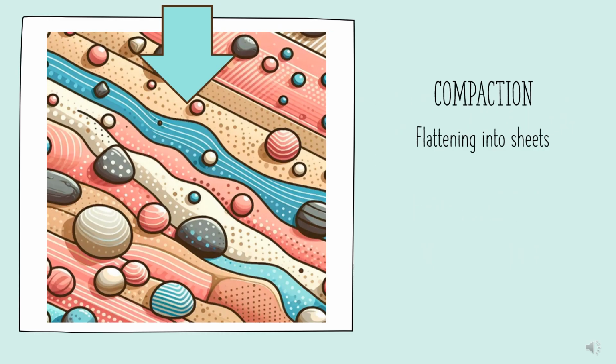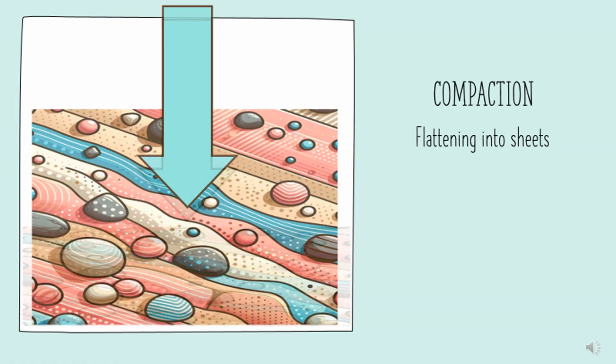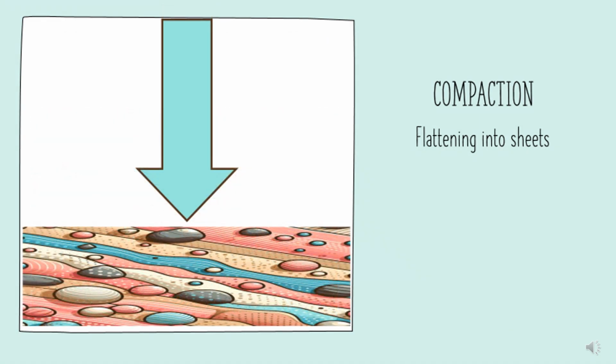Compaction happens when the sediment in a basin starts to pile up, and the pile gets deeper and deeper and heavier and pushes the older sediment down with its weight. And as that overlaying sediment gets heavier and heavier, the sediment below gets squished and flattened into thinner and thinner sheets. And the rocks, stones, and sands get pushed together so that there aren't any more big spaces between them.